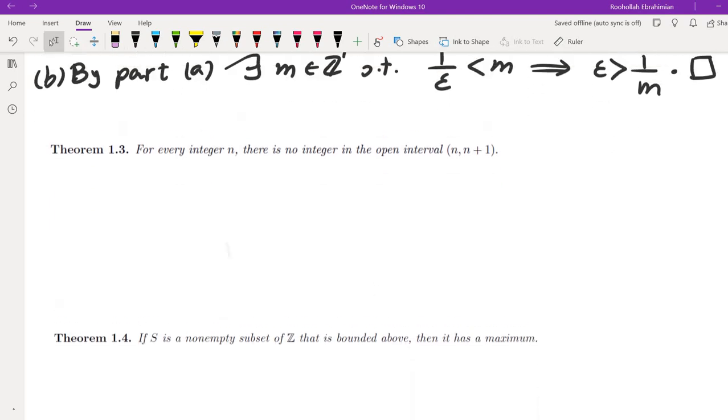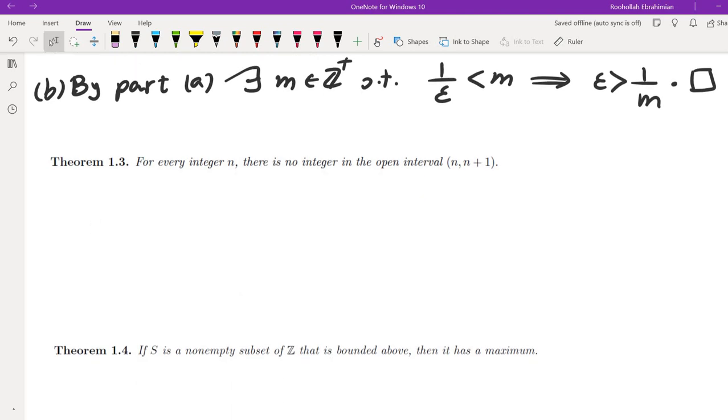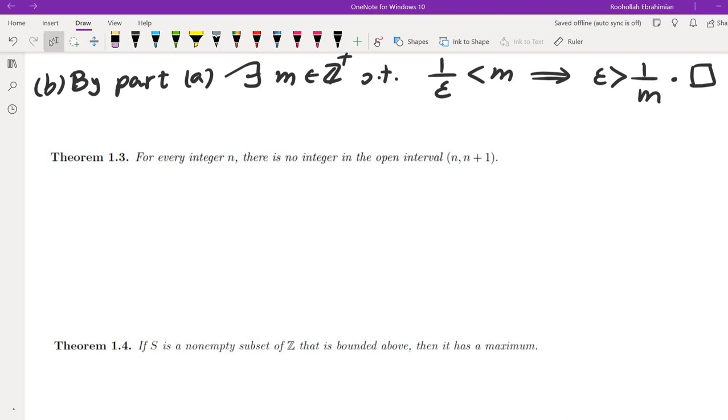Now we're going to state some other theorems that are consequences of the Archimedean property, and I'm going to write down the sketch of the proofs for these next few theorems. We won't write down complete proofs for these, but we will write down the main ideas of the proof.